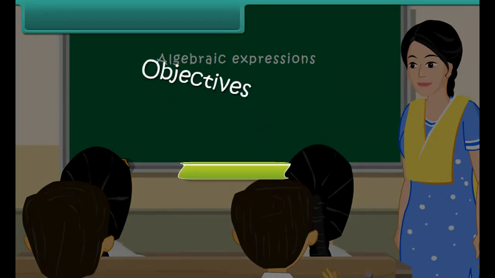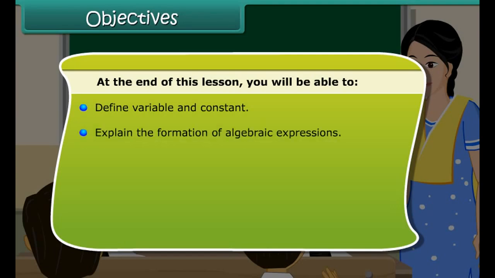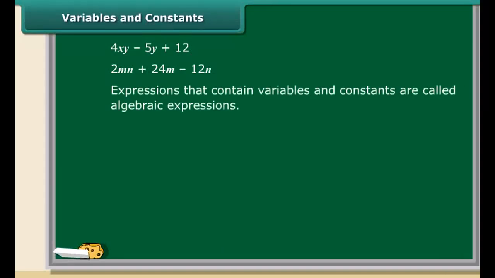Objectives. At the end of this lesson, you will be able to define variable and constant, explain the formation of algebraic expressions, identify factors and coefficients of a term, discuss addition and subtraction of algebraic expressions, find the value of an expression. Expressions that contain variables and constants are called algebraic expressions.